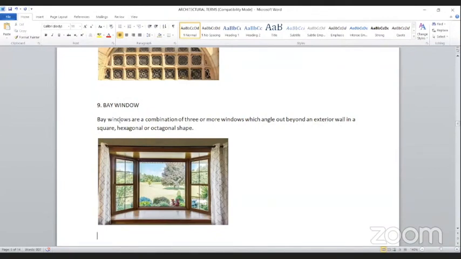Bay window. I think we have discussed this before, but bay windows are a combination of three or more windows which angle out beyond an exterior wall in a square, hexagonal or octagonal shape. Bay window is a general term for a window which projects outside the surface of the wall. It can be any shape, square, hexagonal, octagonal, trapezoidal, any shape, just one which projects outside, and you can see a window seat, literally.